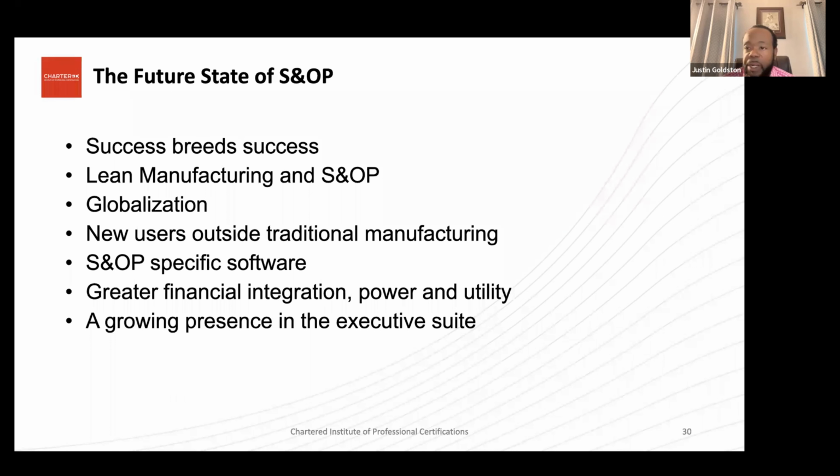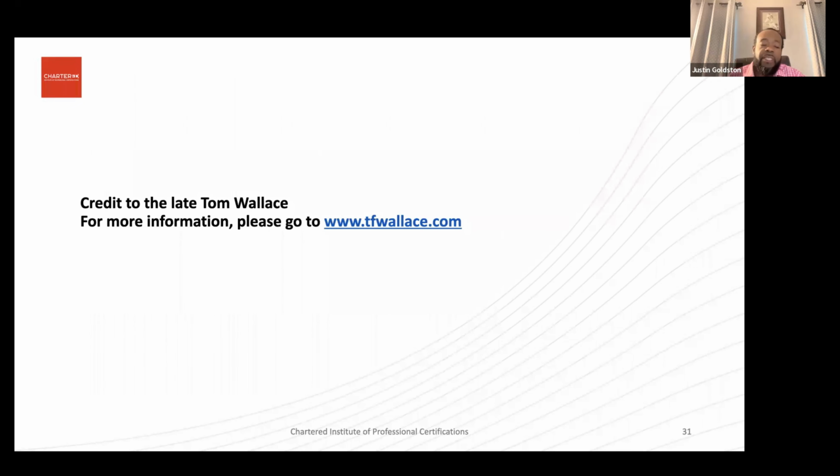And going back to what we discussed, you're starting to see executives talk about S&OP from an operational perspective. S&OP is not just a planning tool. It's beginning to be more of an executive tool. So you're starting to see more executives being more involved within this initiative. So that's all we have to discuss today.